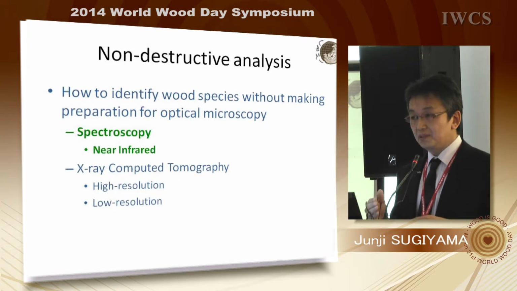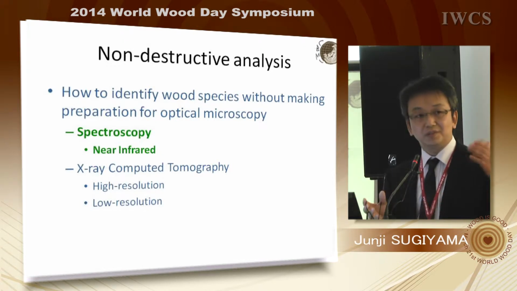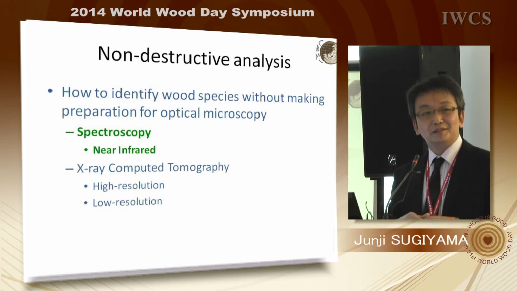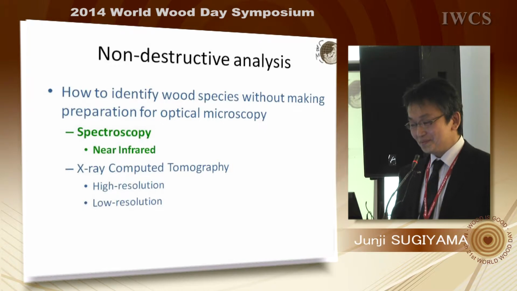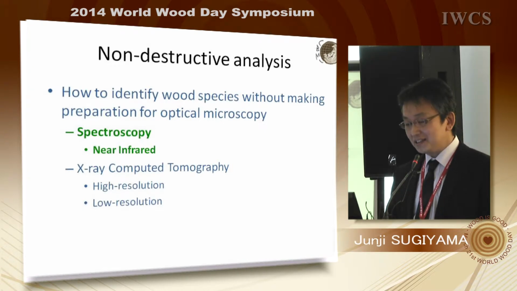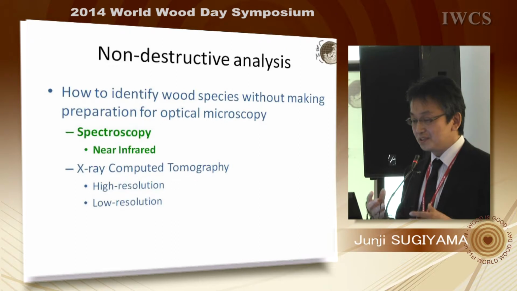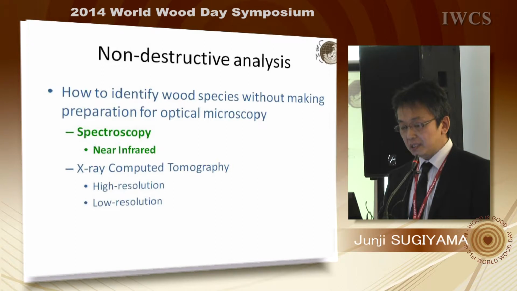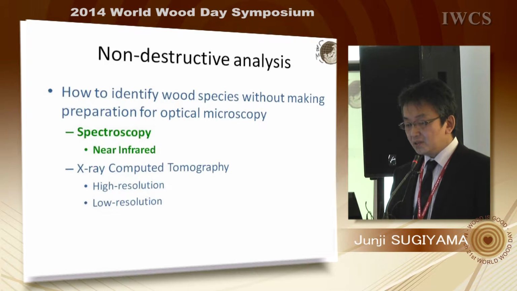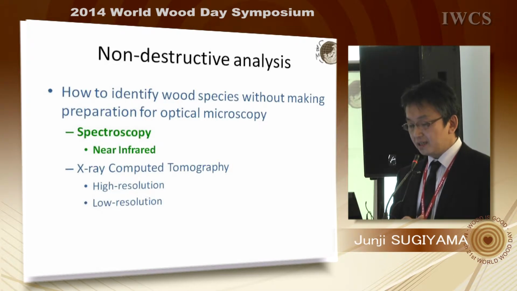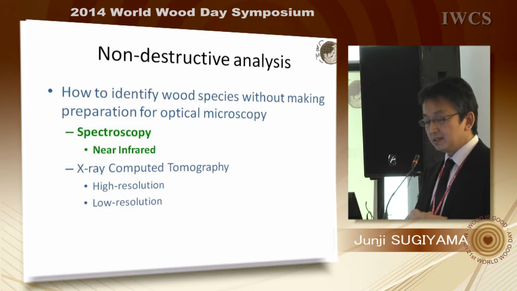If you can cut sections for optical microscopy, you can send everything to Peter Voss or Professor Ito, and the solution is there. But it is not always the case. There are many statues and important artifacts which we cannot do that sort of thing with. For that purpose, we are recently investigating non-destructive analysis methods to identify wood. One is spectroscopy and the other is X-ray computed tomography. First, I would like to start with the spectroscopy method.